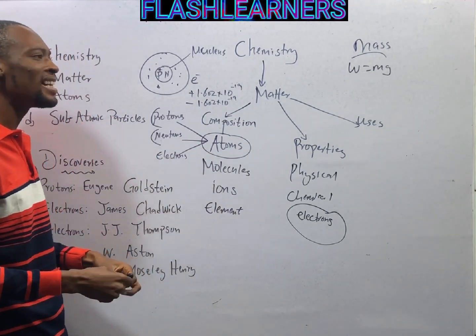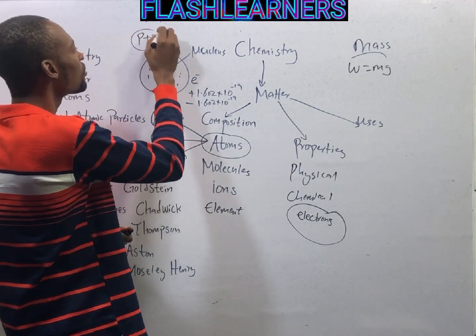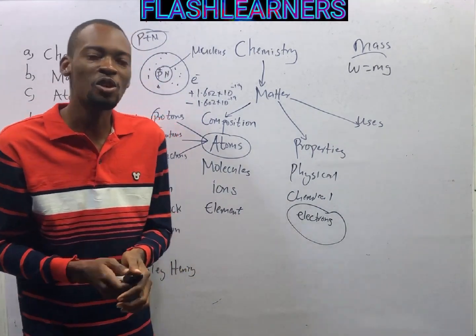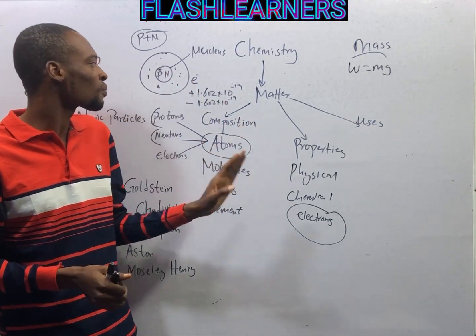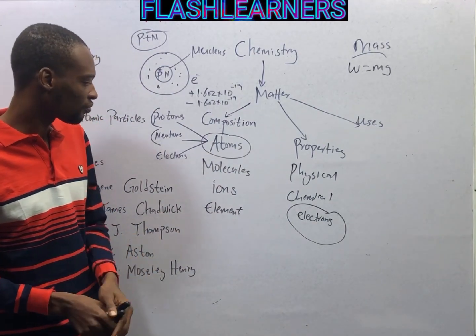And the mass of any atom is obtained when you add the proton and the neutron. The mass of the atom is concentrated in the nucleus. That is where we have the proton and neutron. Electrons contribute least to the mass of the atom.